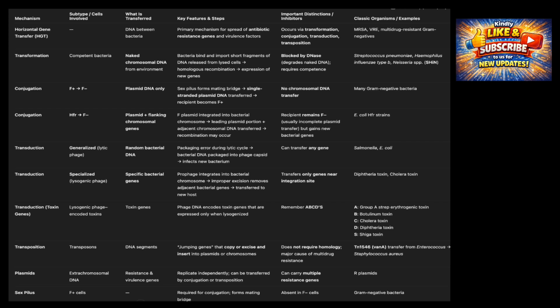A quick summary of the decision rules: if DNase blocks gene transfer, the DNA must be naked in the environment, which identifies transformation. If gene transfer requires direct cell-to-cell contact and involves pili, the mechanism is conjugation. If a bacteriophage is involved and the transferred bacterial genes are random, the mechanism is generalized transduction. If a bacteriophage is involved and the gene transfer is toxin-specific or depends on phage presence, the mechanism is specialized transduction, also called lysogenic conversion. If multidrug resistance appears rapidly across different species, especially in a hospital setting, the mechanism being tested is transposition.